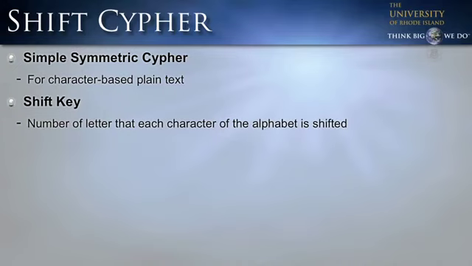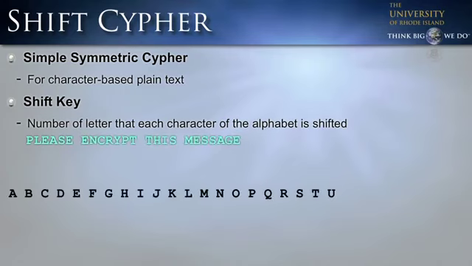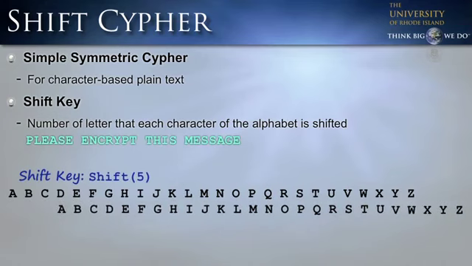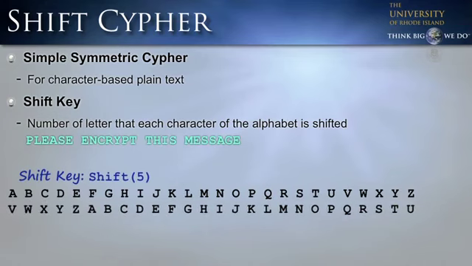So let's look at an example. We have this message, please encrypt this message, and we have our alphabet here. Let's use a shift key of 5. That means that we're going to shift our characters 5 spaces to the right. And notice how the last letters in the alphabet wrap around to the beginning.